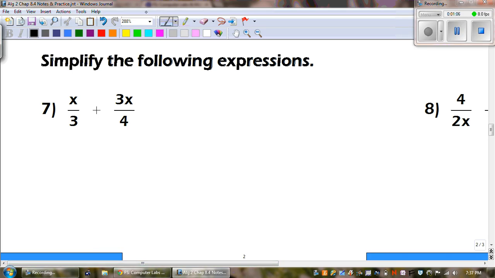So the first thing we need to know is what the LCD is. We have a 3 and we have a 4. When it's just the numbers, we take the multiples: 3, 6, 9, 12, 15. Some of you will know this right away, others won't. So for this one, our LCD is 12. But that's not our final answer. We have to get the common denominator, so we know that it's going to be 12.